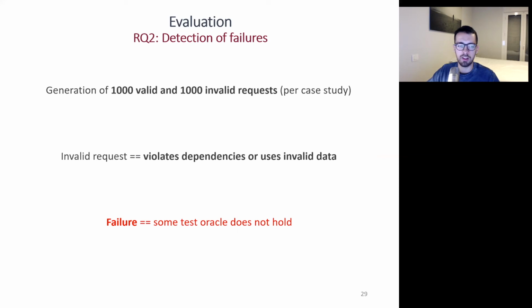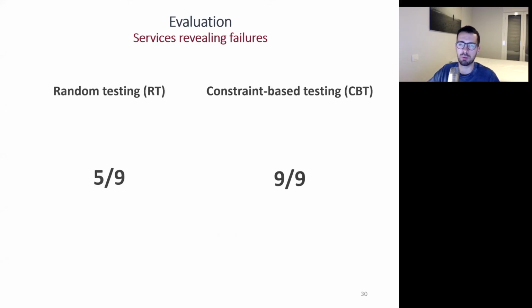What we mean by an invalid request is a request that either violates the dependencies present in that API operation, or that uses invalid data. As I said, for example, using a string for a parameter that only accepts integers. We counted a failure when some of the test oracles that I showed you a few slides before did not hold. And these are the results that we obtained.